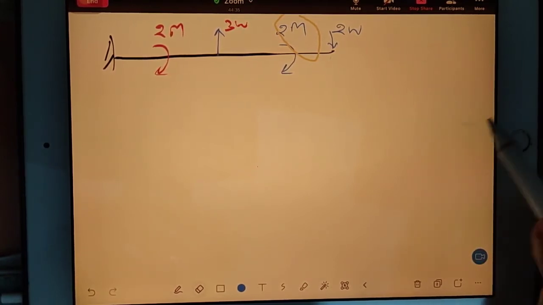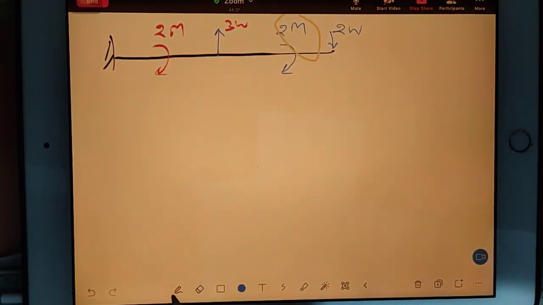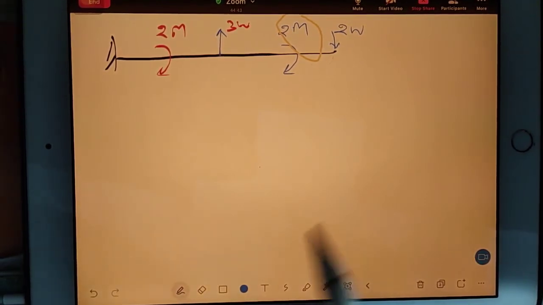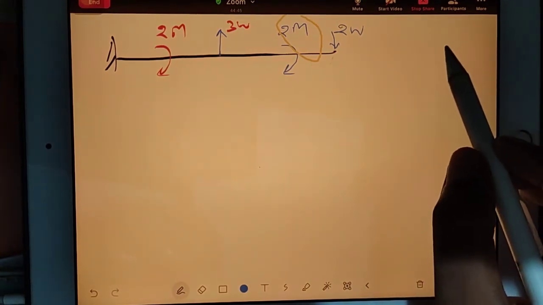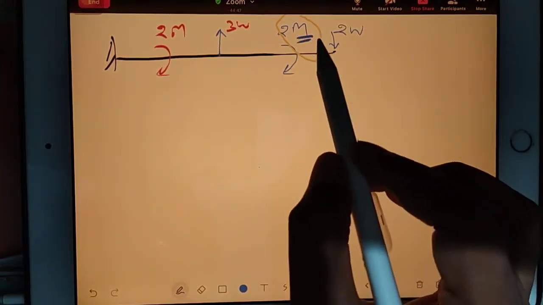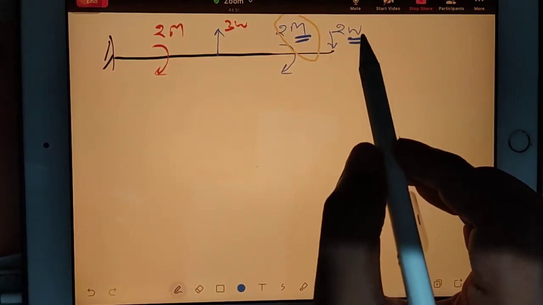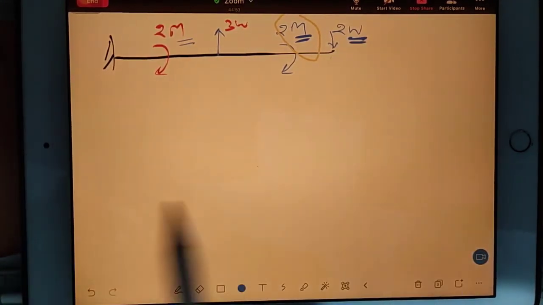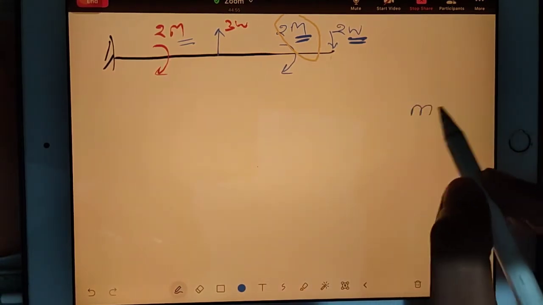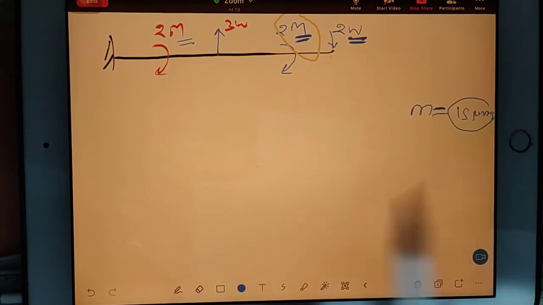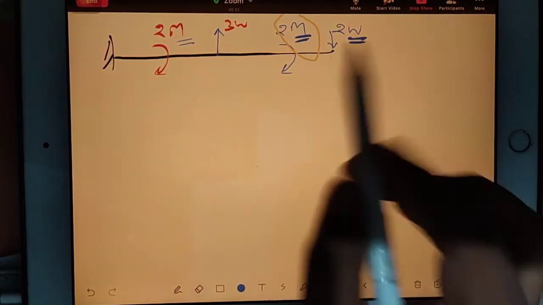So what will come? Simple, one variable. M is representing moment here, like W is representing weight here. M will be any amount, for example 15 Newton meter. So here you have some 2M kind of loading.